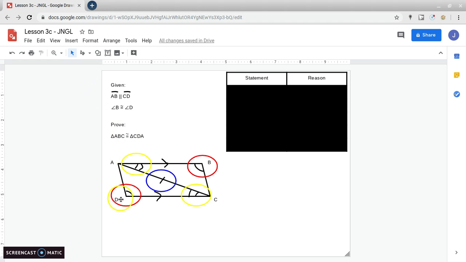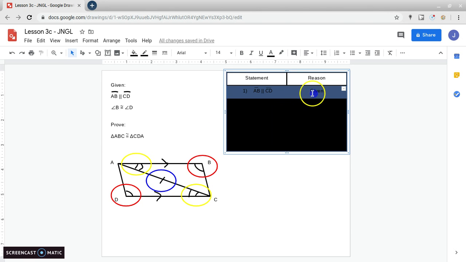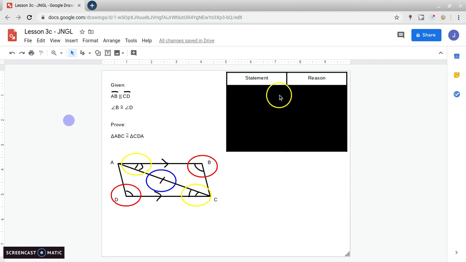But in the given, what's already proven is that these are parallel. That only can help us know why these yellow angles are congruent. But let's see in the table. So the first thing that we say is what's given? Segment AB is parallel to CD. Given.